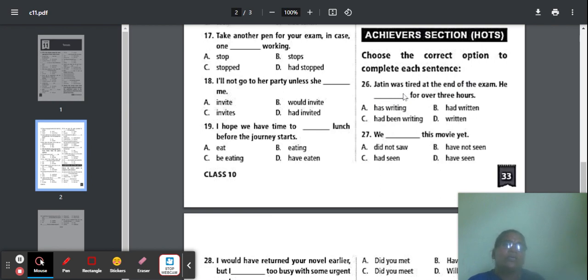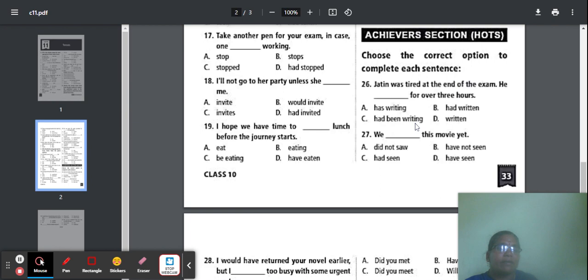Okay, my dear. Next, question number 26. Jatin was tired at the end of the exam. He dash for over 3 hours. For over 3 hours. Okay, over 3 hours, so it is a keyword. Had been writing. Okay. He had been writing. Okay, my dears. Why are we choosing it here? Was tired. So that's why this is past tense. This is past perfect continuous.